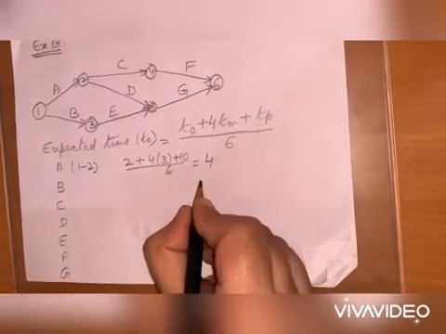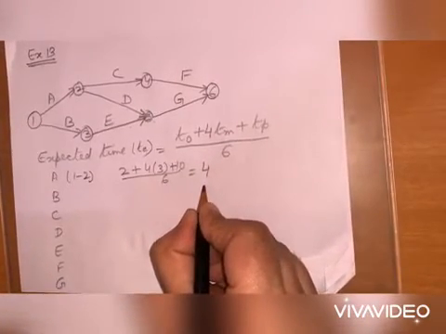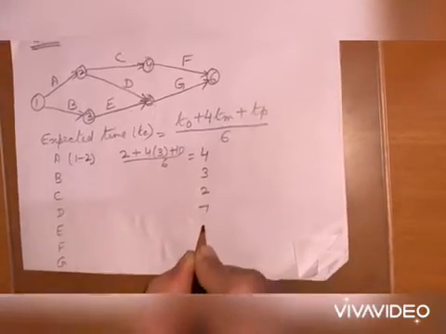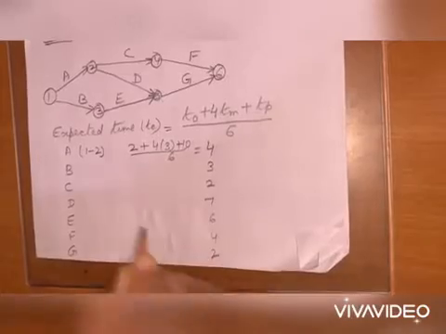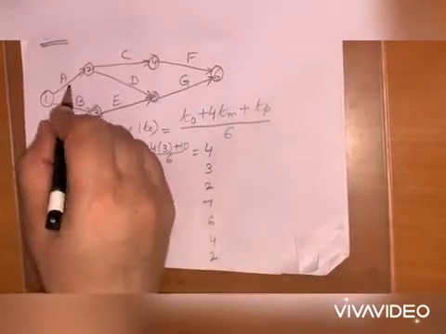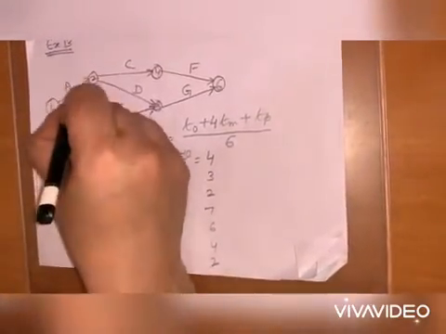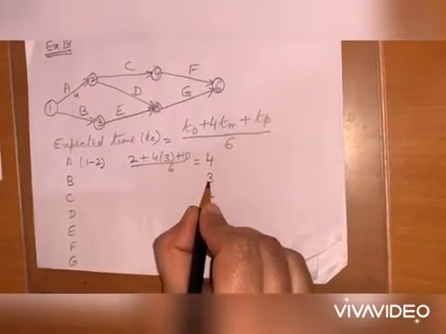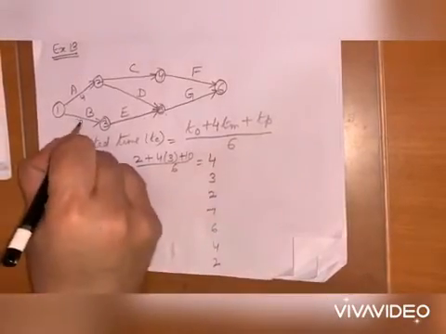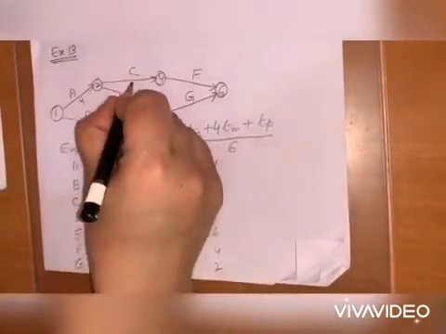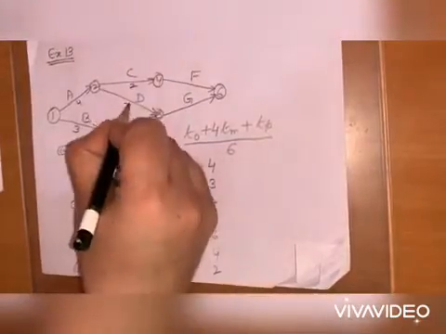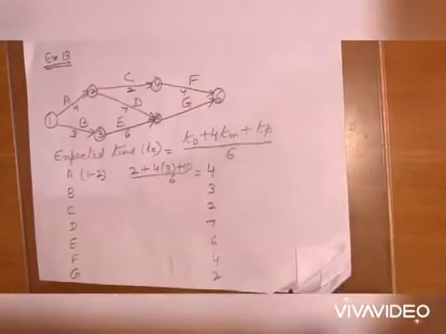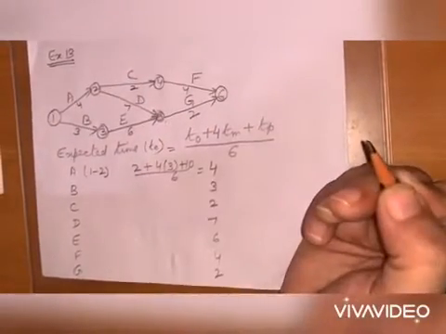Similarly, we will calculate for others, like for B we have 3 and 2, then 7, 6, 4, 2. What we are to do? We are to show it in the path, like 1 to 2 expected time will be shown here. For B, expected time we have calculated, it is 3, for C 2, for D 7, E 6, F 4, G 2. Now we are to find out the critical path.